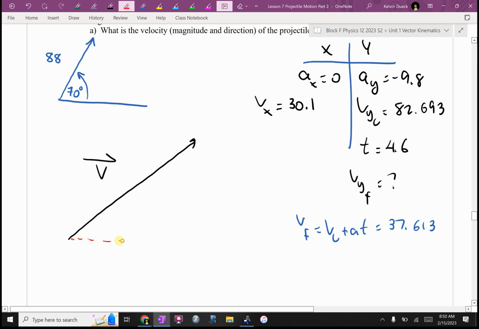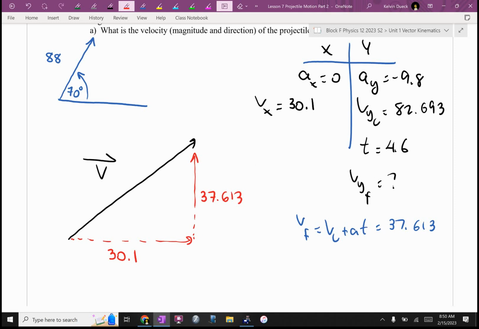Always do horizontal first. Oh, and I can fill this one in. The horizontal is 30.1. What's the vertical? Not 82.693. 37.613. And now I'm in familiar territory. How will I find the magnitude? And then I'll shift sine, shift cos, probably tan again in this case to find the theta. And this is going to be above the horizontal.